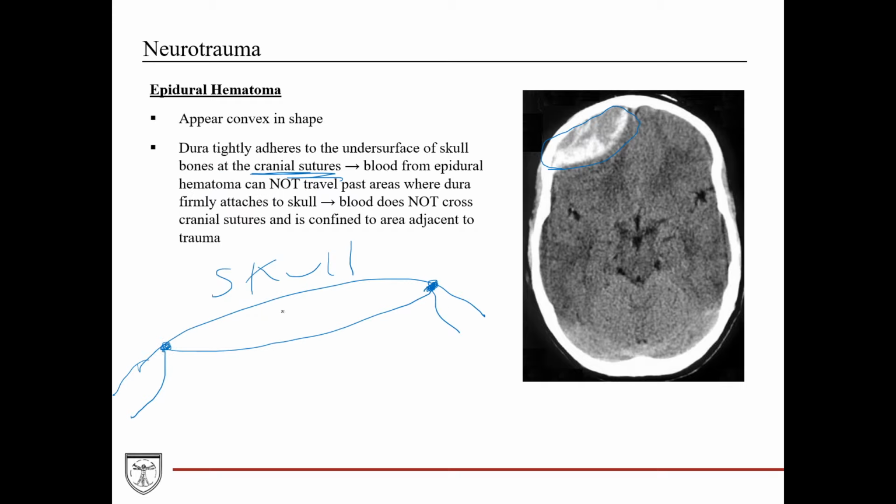And so the dura gets anchored here, and if you have blood building up in the epidural space, it can only go so far. It's going to end up stopping at these sutures, and so it's going to build up and build up and build up like this. And so that's what you see. So this is probably a cranial suture here, and this is probably a cranial suture here as well. So blood from an epidural hematoma cannot travel past areas where the dura is firmly attached to the skull, so it does not cross cranial sutures and is confined to the area adjacent to the trauma.